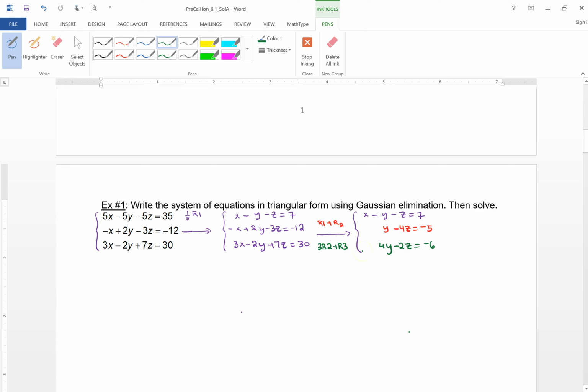What I need to do now is eliminate y at the very bottom. I need to eliminate the 4y. How can I do that? So the first one is going to stay as is because I like what situation that's in. I like this one.